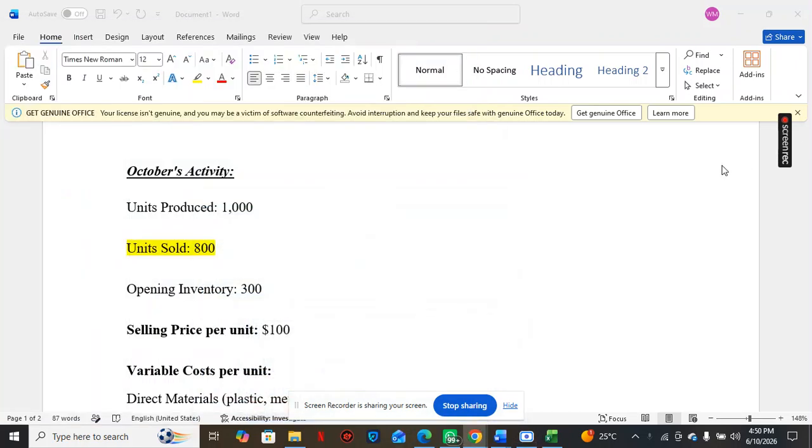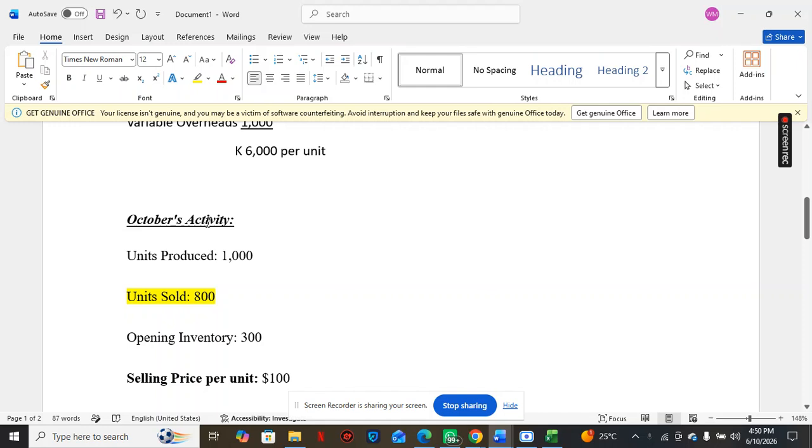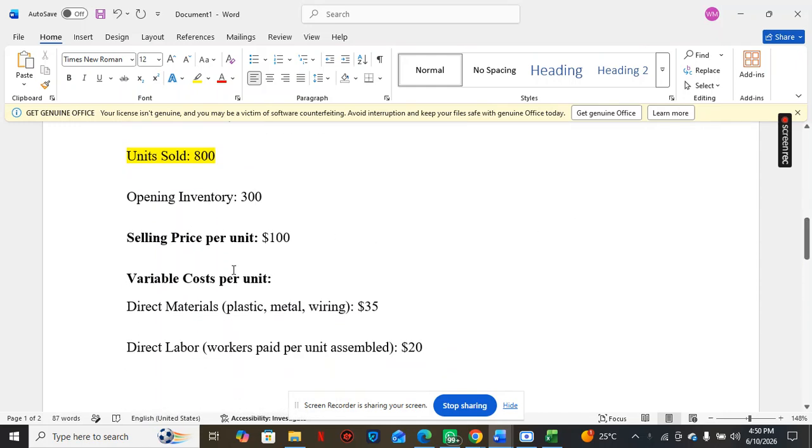All right, so we have a question here. For company X, we've been given activity for October. They've told us they've produced 1,000 units. They've sold 800 units, and the opening inventory is 300 units. They tell us the selling price per unit is $100.